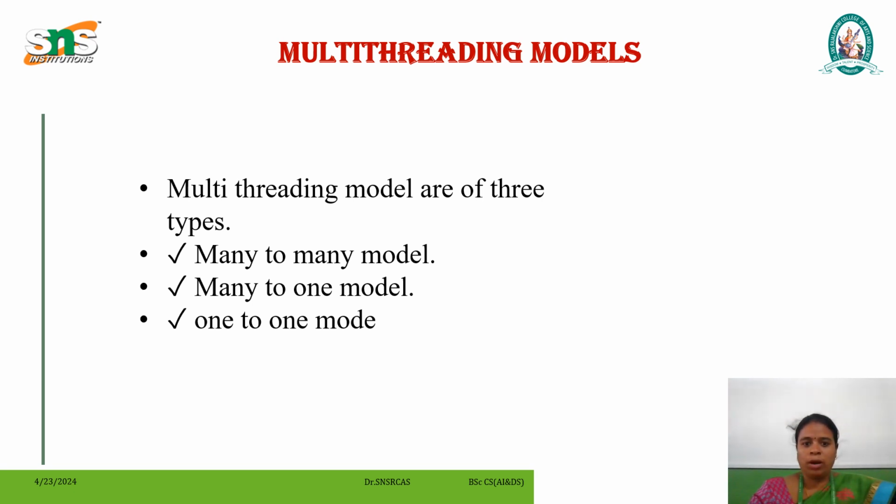With the use of multi-threading, multitasking can be achieved. The main drawback of a single-threading system is that only one task can be performed at a time. So to overcome this drawback of single threading, there is multi-threading that allows multiple tasks to be performed. Multi-threading models are of three types: many to many model, many to one model, and one to one model.